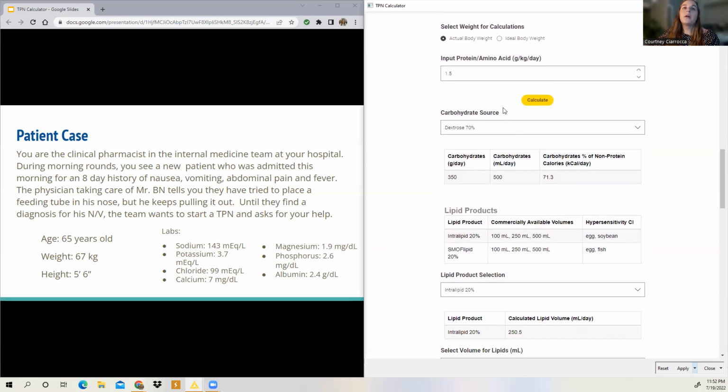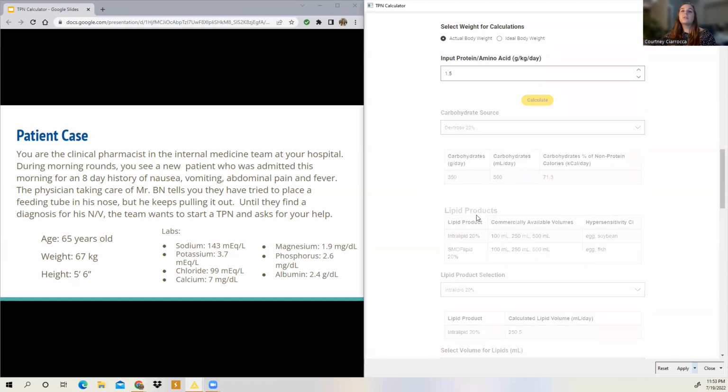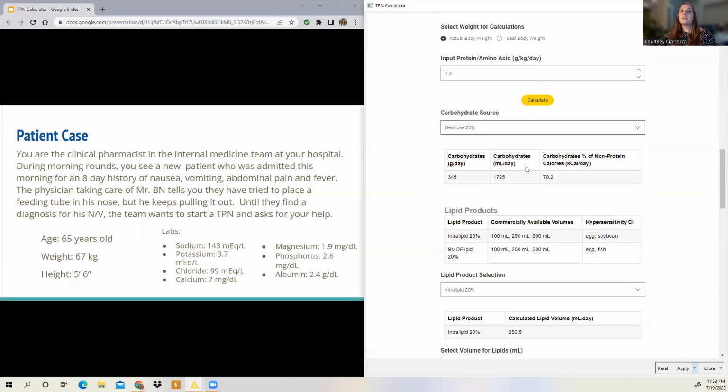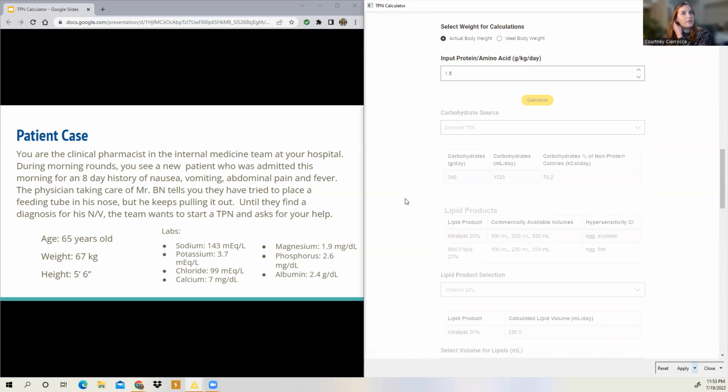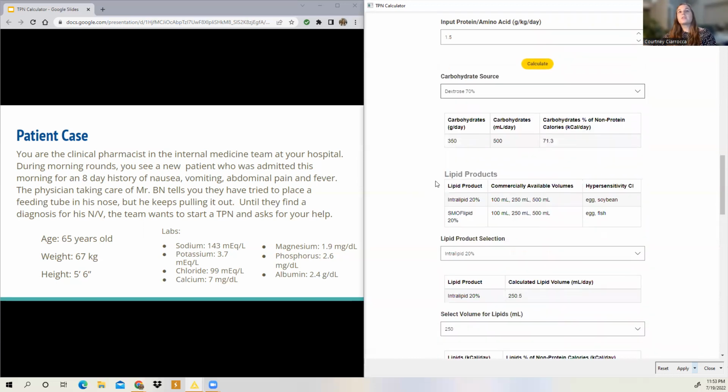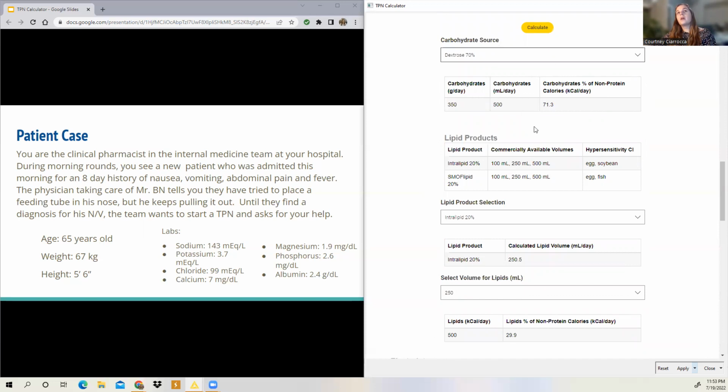And so then we roll into our carbohydrate sources. At the hospital, they mainly use the dextrose 20 and 70%, so that's just the different strengths for it. As we can see, we want the 70% because it's only going to add 500 milliliters to our TPN, whereas if we did the 20%, the students can easily see that that is almost our entire TPN, and that is just not going to work for us. So we're going to switch it back to the 70% and continue with our calculations, and it shows them that they're about 70% of the non-protein calories, which is exactly where we want to be for the carbohydrates.